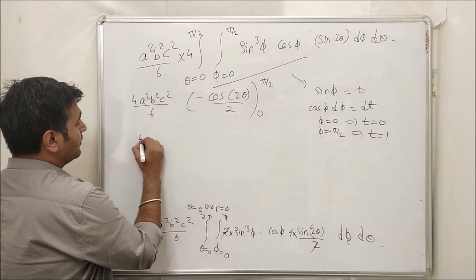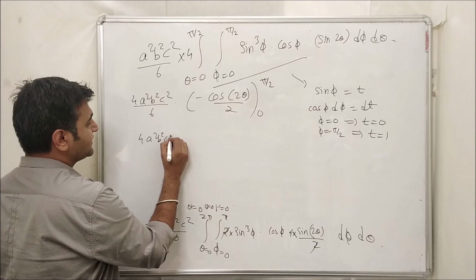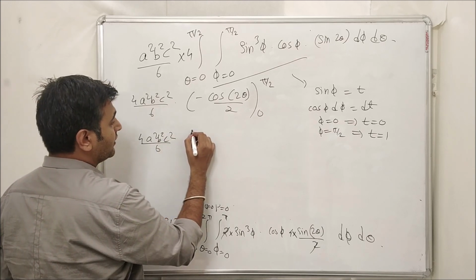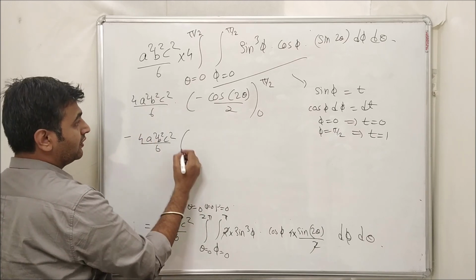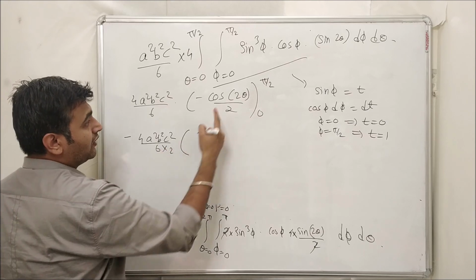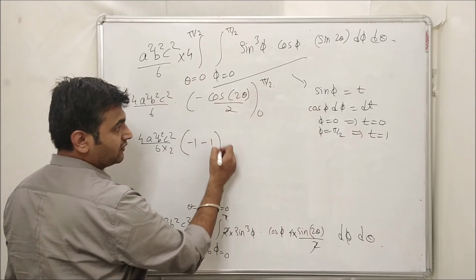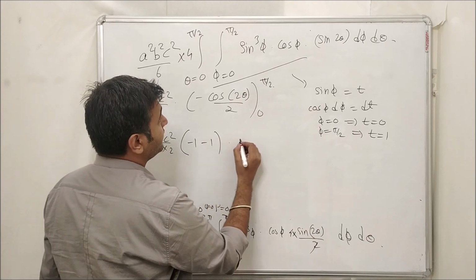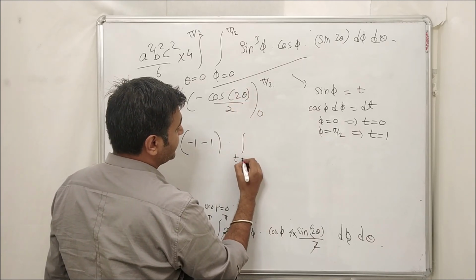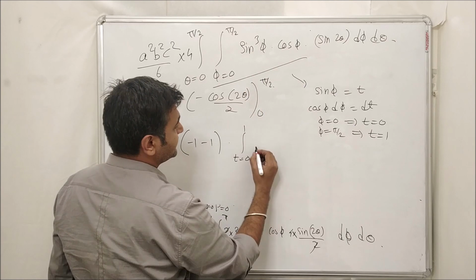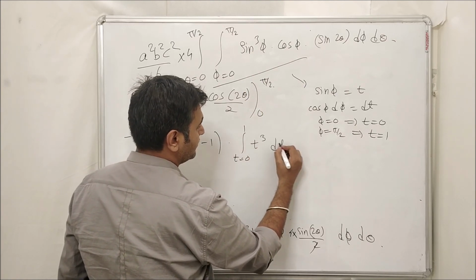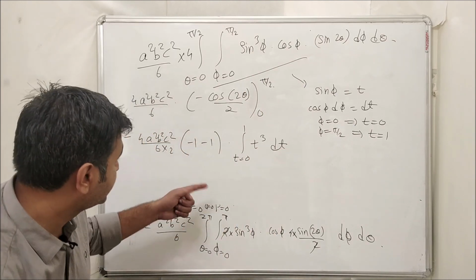So what do you get? 4 a square b square c square by 6. Here you take minus outside and you take 2 outside. Cos of pi is minus 1, minus cos 0 is 1. So this is what we have. And here, t is from 0 to 1, and this is your t cube dt. Good. So this is what we have.